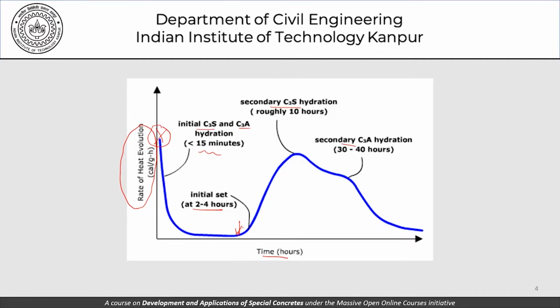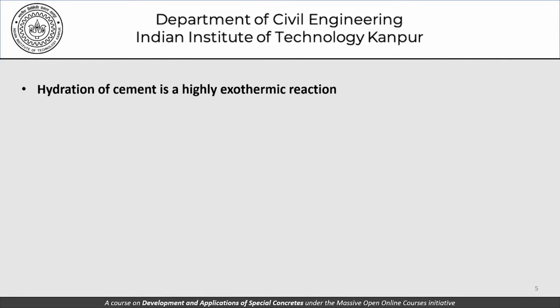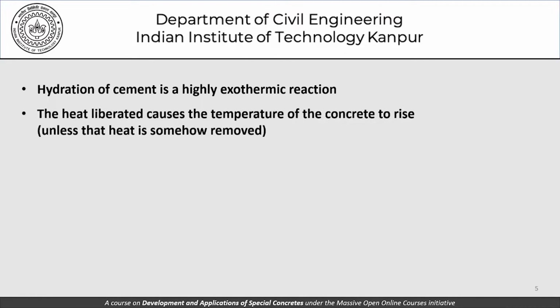This discussion is very relevant from the point of view of the total heat evolved during hydration of cement and how it is managed in concrete construction. Let's recall some fundamentals. Hydration of cement is a highly exothermic reaction. The heat liberated causes the temperature of the concrete to rise unless the heat is somehow removed. This is the crux of our discussion today, and we will examine it in great detail in the subsequent slides of today's lecture.